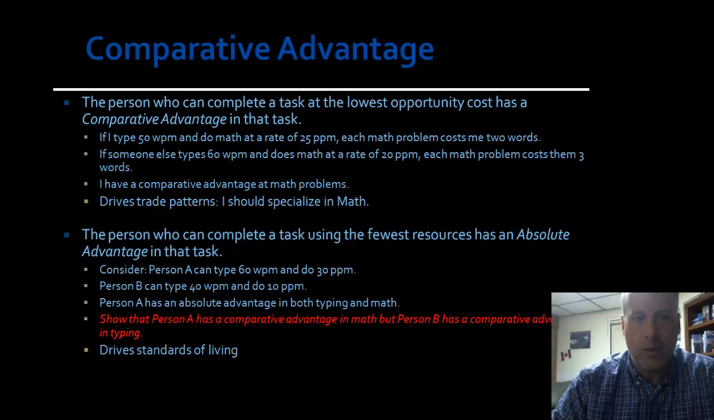In other words, if I can type 50 words a minute and do math at the rate of 25 words per minute, each math problem costs me 2 words. If we compare my rates of speed with someone who types 60 words and does math problems at a rate of 20 words per minute, then each math problem costs them 3 words. I have a comparative advantage at math problems. My cost is lower. Comparative advantage is what drives trade patterns.